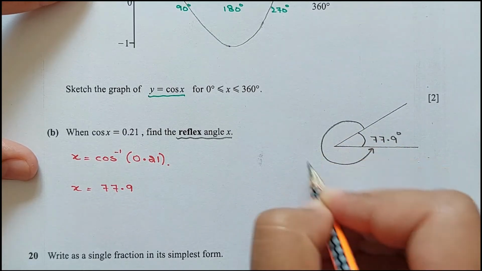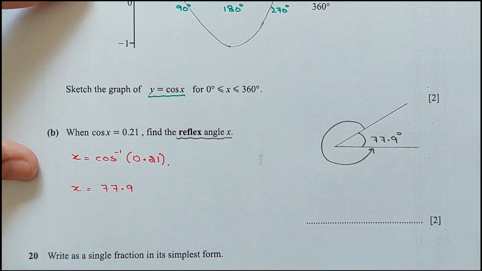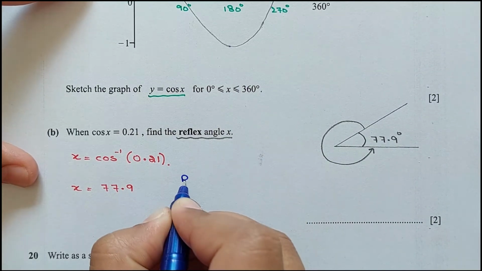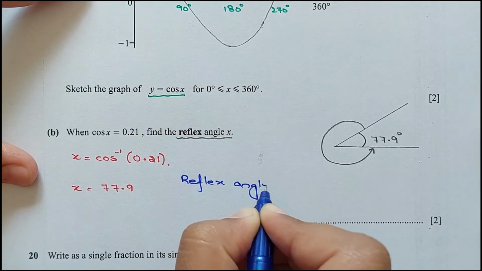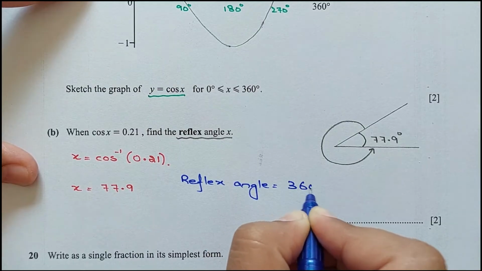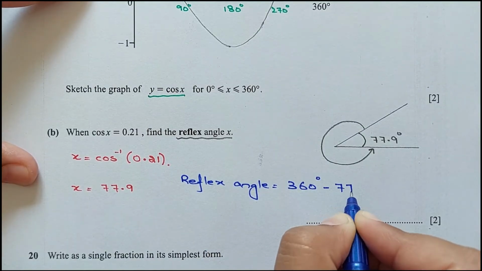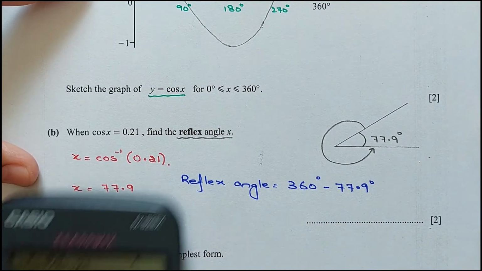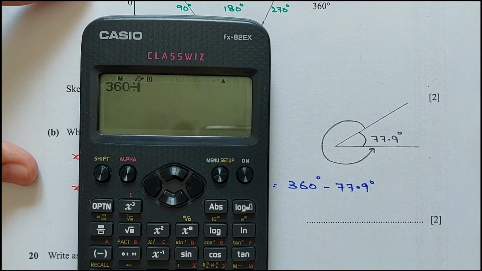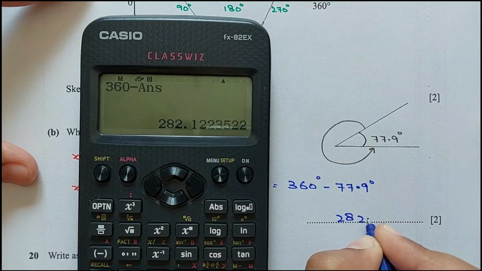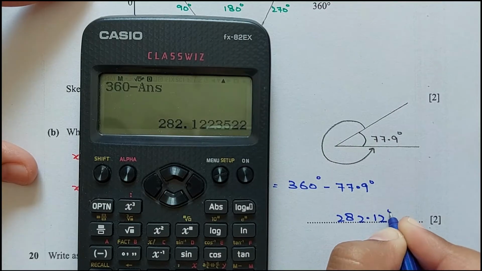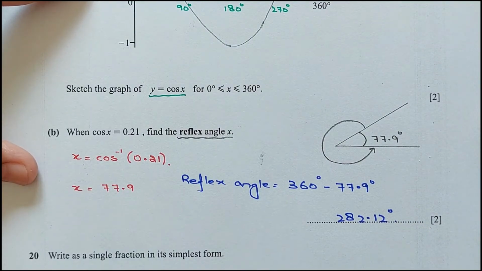So we can say the whole circle is 360 degrees. From 360, we have to subtract this angle, and we can get the reflex angle. So the reflex angle is 360 degrees minus 77.9 degrees. 360 take away 77.9 is 282.12 degrees. That is the reflex angle.